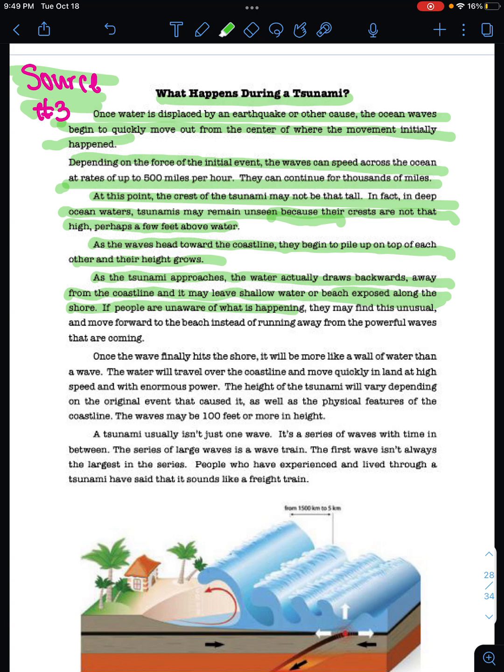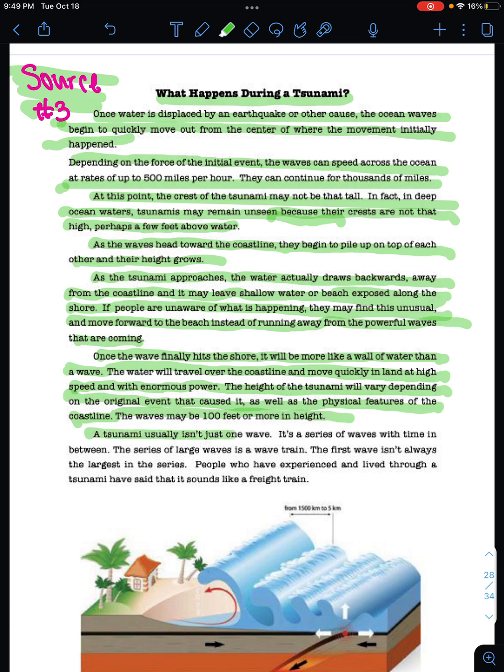If people are unaware of what is happening, they may find this unusual and move forward to the beach instead of running away from the powerful waves that are coming. Once the wave finally hits the shore, it will be more like a wall of water than a wave. The water will travel over the coastline and move quickly inland at high speed and with enormous power. The height of the tsunami will vary depending on the original event that caused it, as well as the physical features of the coastline. The waves may be 100 feet or more in height.